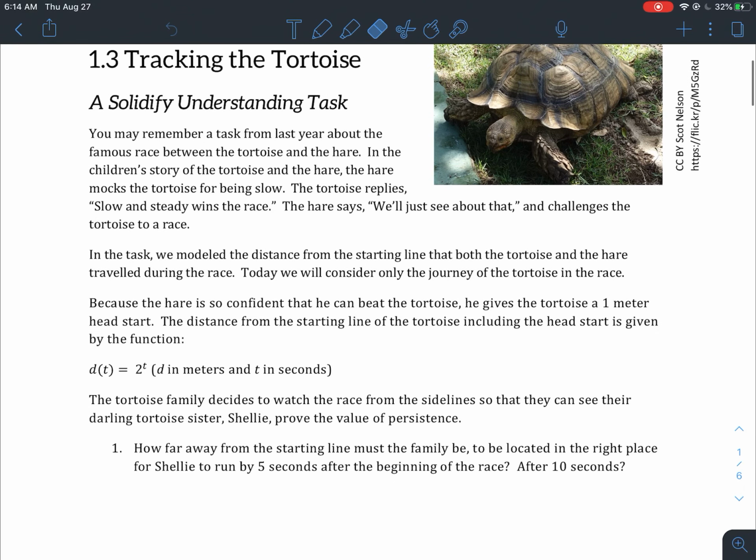So our packet says, you may remember a task from last year about the famous race between the tortoise and the hare. In the children's story of the tortoise and the hare, the hare mocks the tortoise for being slow. The tortoise replies, slow and steady wins the race. The hare says, we'll just see about that, and challenges the tortoise to a race. In the task, we model the distance from the starting line that both the tortoise and the hare traveled during the race. Today we will consider only the journey of the tortoise in the race.